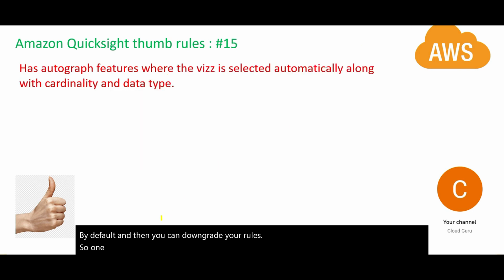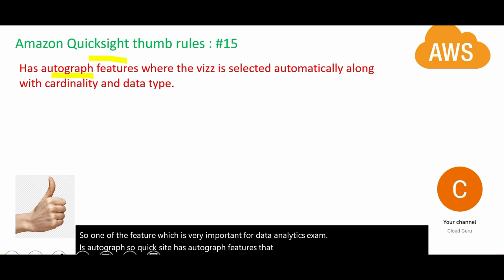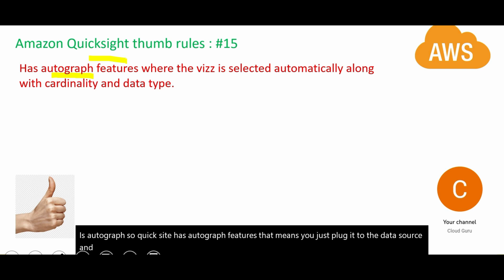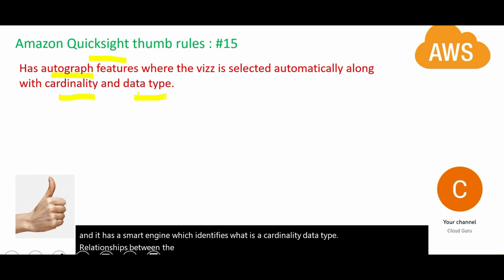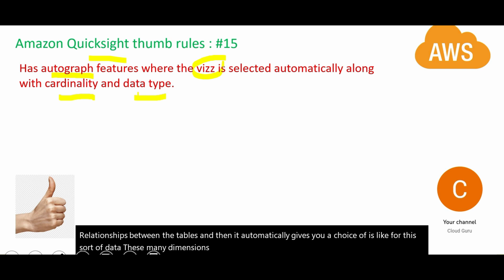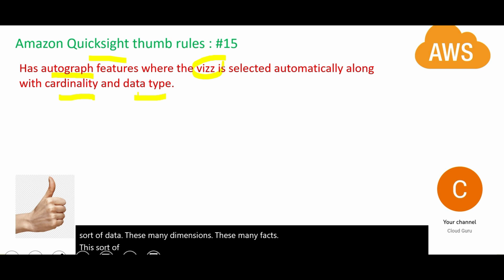One of the features which is very important for the data analytics exam is Autograph. So Quicksight has Autograph features. That means you just plug it to the data source, and it has a smart engine which identifies the cardinality, data type, relationships between the tables, and then it automatically gives you a choice of visuals, like for this sort of data, these many dimensions, these many facts, this sort of visual suits. It does it automatically. If you're lazy and want to use this feature, you can.